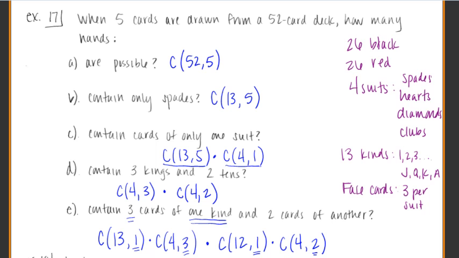Okay, so let's think about this. Of the 13 original kinds, let's say I select the queens. There are 4 queens in a deck, and I need 3 of them. Now the queens are out of the way, so now I can go 1, 2, 3, 4, 5, 6, 7, 8, 9, 10, Jack, King, Ace. So there's only 12 kinds to choose from. I'm going to pick one from that group, and of the 4 cards that come out, I need 2 of them. And there's your answer.